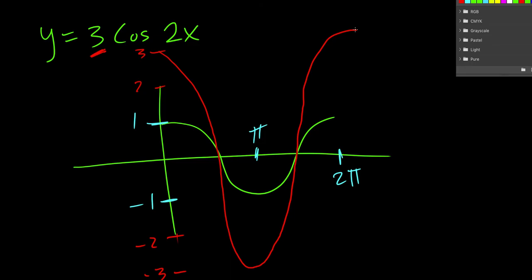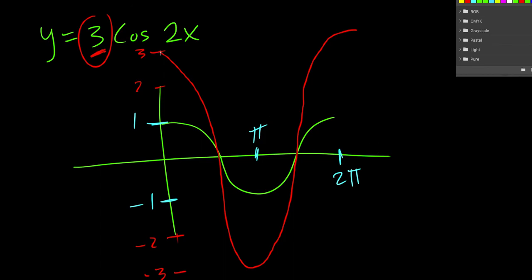It's going to look like that. So that's just taking into account the 3. Now the 2 means we need to draw 2 of those in that amount of time. So we need to draw this the same height, but we want it to end at pi, and then we'll draw it again for that.